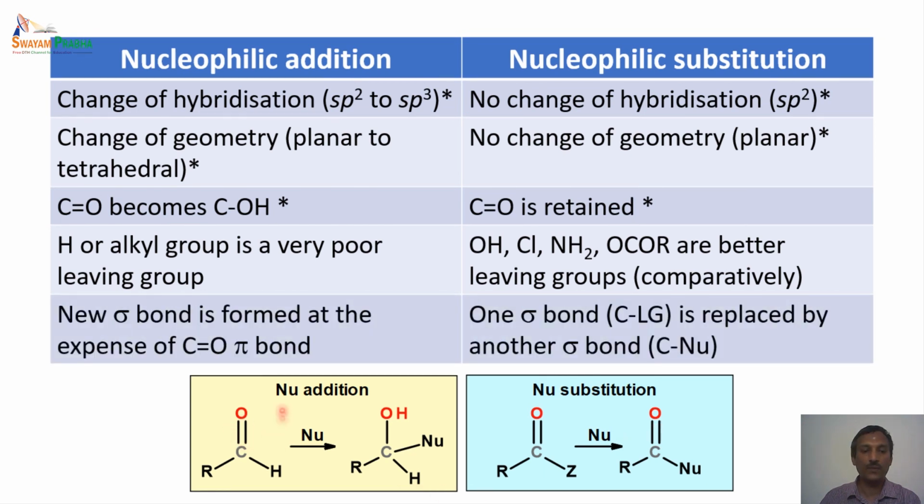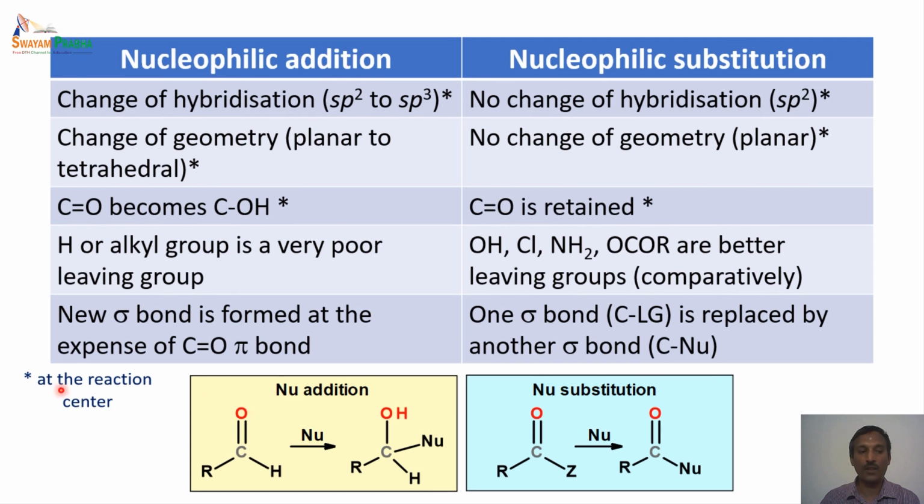In the case of nucleophilic addition, a new sigma bond is formed at the expense of the C double bond O, that is a pi bond. So one pi bond is converted into one sigma bond. A new sigma bond is formed in this one, which increases the stability of the molecule. Whereas here, one sigma bond is replaced by another sigma bond. That means the Z group is the leaving group. Its bond is replaced by a new bond between the nucleophile and the carbon.